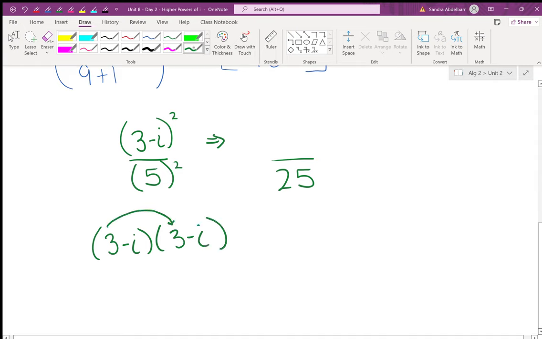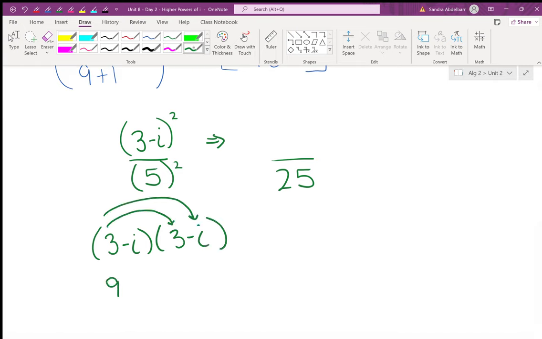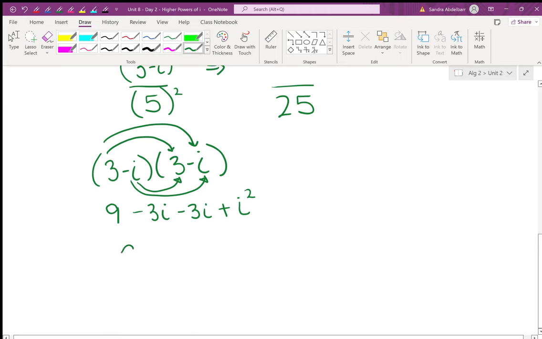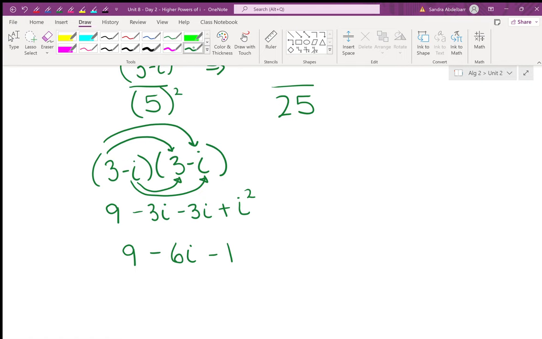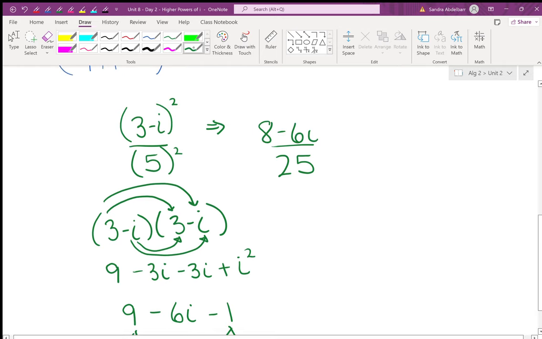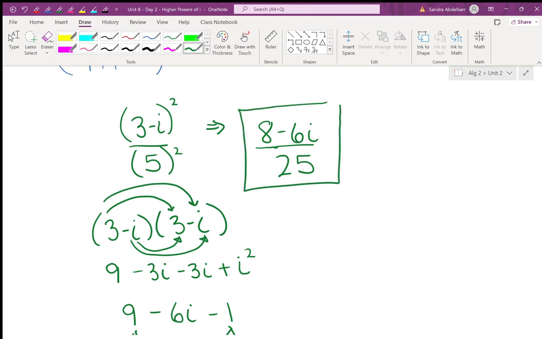So you're going to get 3 times 3 is 9. 3 times negative i is a negative 3i. Negative i times 3 is a negative 3i. Negative i times negative i is a positive i squared. So here we're going to have 9 minus 6i minus 1. 9 minus 1 is 8, so we're at 8 minus 6i. Now, Arsh saw that he can pull out a GCF in the numerator. You can pull out a GCF, but it doesn't simplify with the denominator, so it wouldn't have been helpful to us.